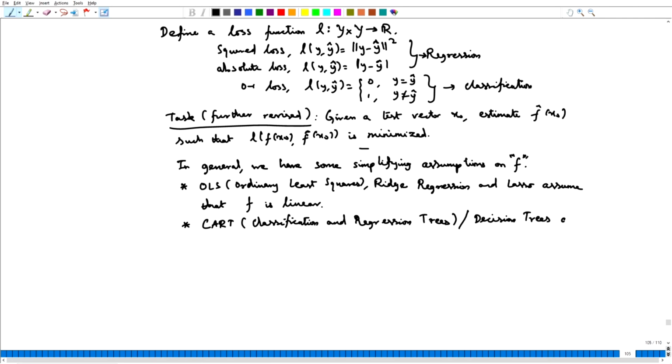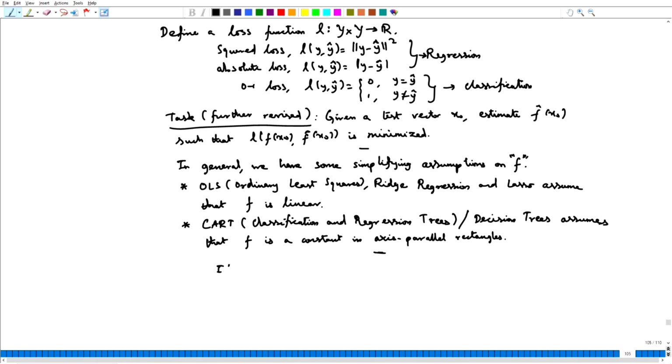This assumes that f is a constant in axis parallel regions. I can cite many such examples as well. Let me give a primer on what this simplifying assumption means.